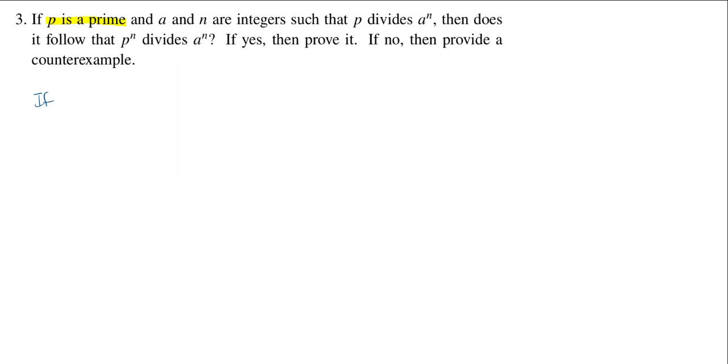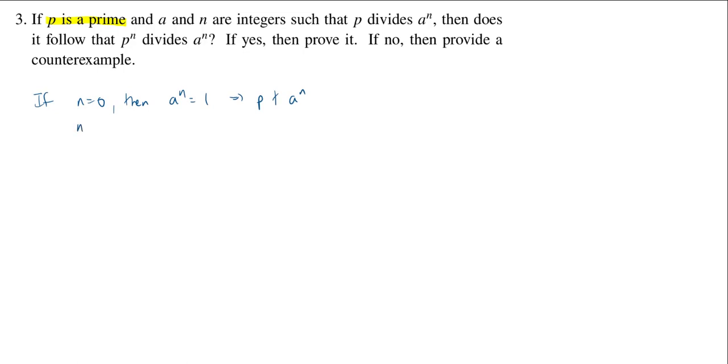I guess there's kind of a silly case to rule out. If n equals 0, then a to the n equals 1. And that implies that p, whatever p is, does not divide a to the n. So there's nothing to check in that case.